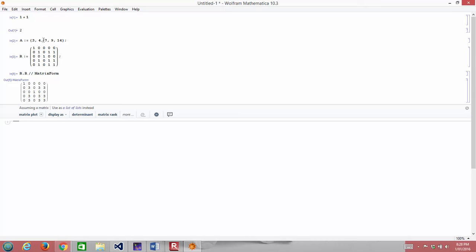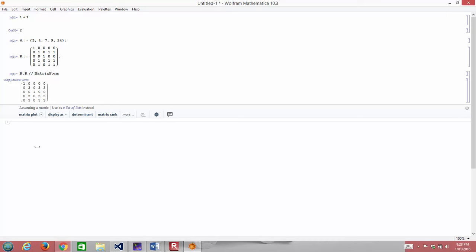Last but not least, the only element of A that doesn't have an equivalence class yet is the number 7. So we go down to the row that corresponds to the number 7. We see that 7 is related to itself and nothing else. And so the equivalence classes of this relation are 3 in a class all by itself, 7 in a class all by itself, and then the numbers 4, 9, and 14 are all together in an equivalence class.